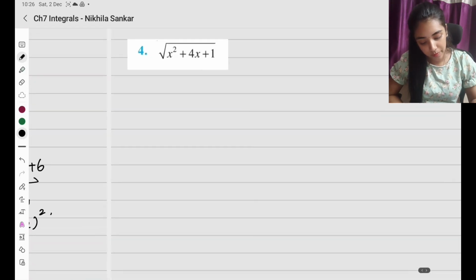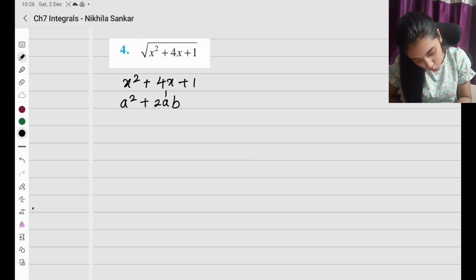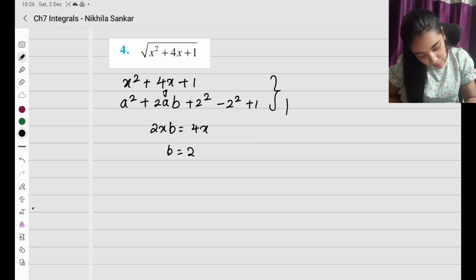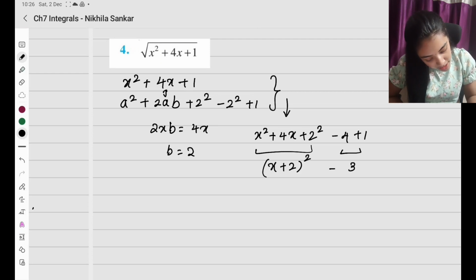Question number 4. So completing the square, x square plus 4x plus 1, a square plus 2ab. On comparing these two, 2xb equals 4x, so b equals 2. So plus 2 square minus 2 square plus 1. So from these two, what do I get? x square plus 4x plus 2 square minus 2 square, which is 4, minus 4 plus 1. So this is going to be x plus 2 the whole square, and this is going to be minus 3, which I can write as minus root 3 the whole square.